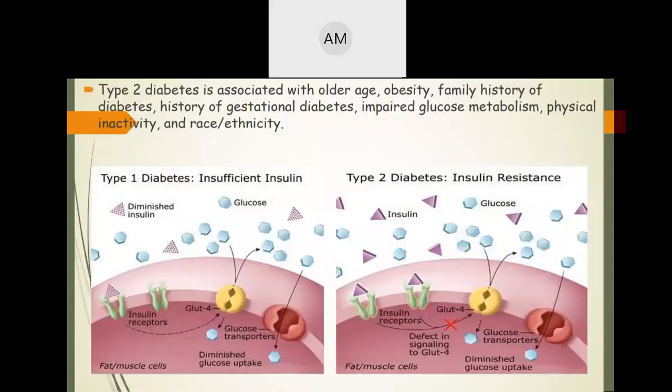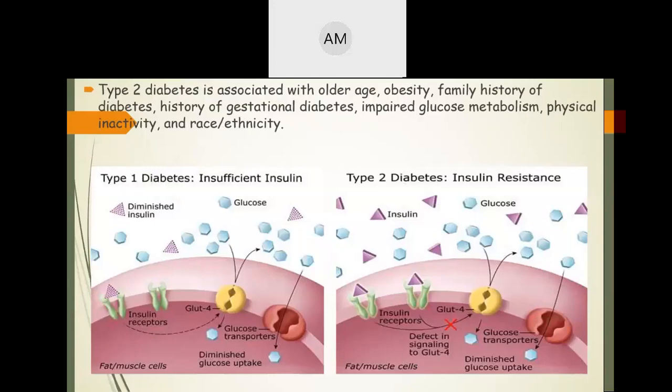And type 2 diabetes is associated with older age. It's mainly found in older people and obese people, people who are really fat. When a person is very fatty or very high in cholesterol, the cells inside the body, or the receptors, get covered by the fat and blocked, so the insulin cannot bind to the cells and open the doors.